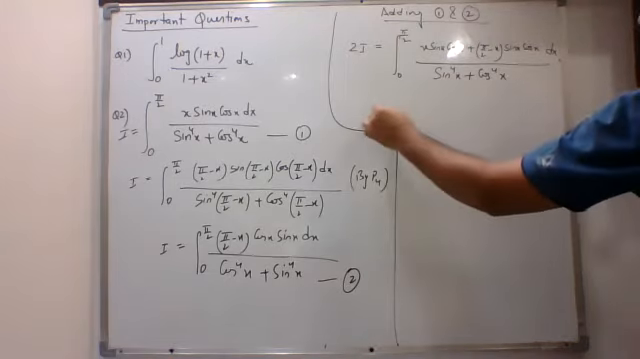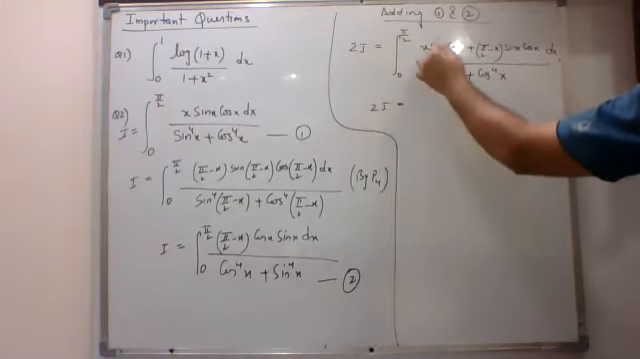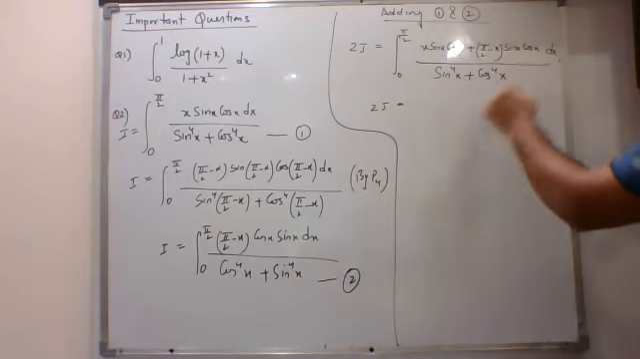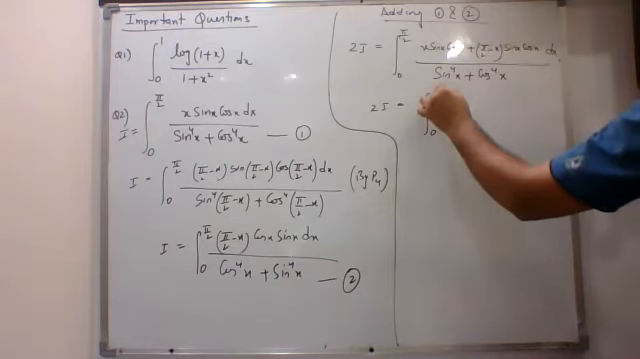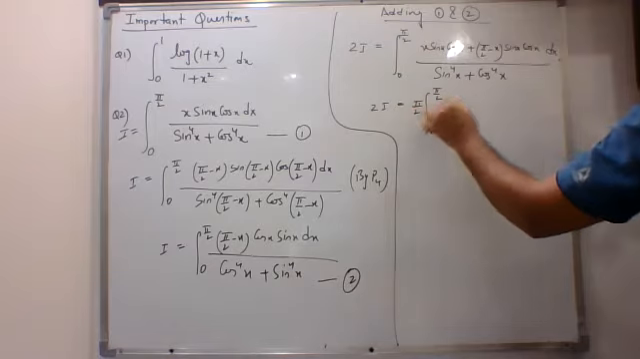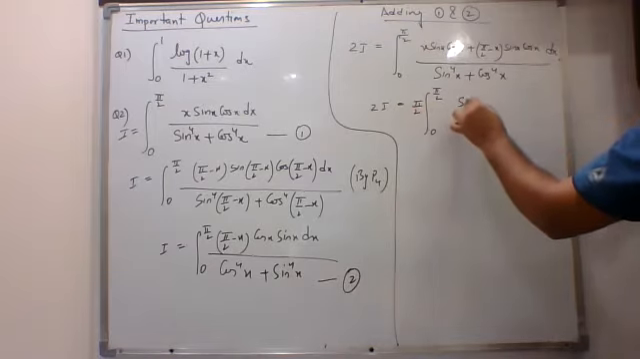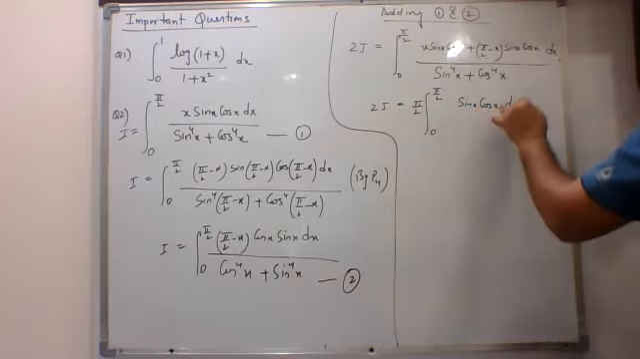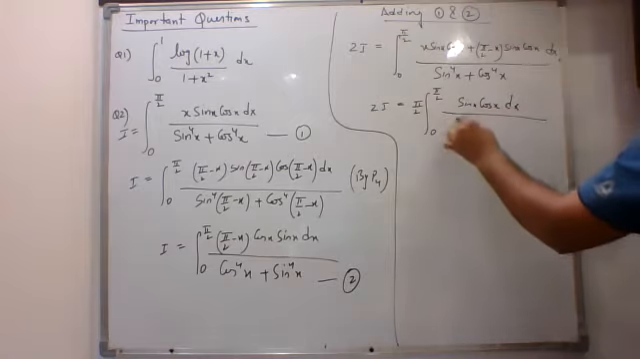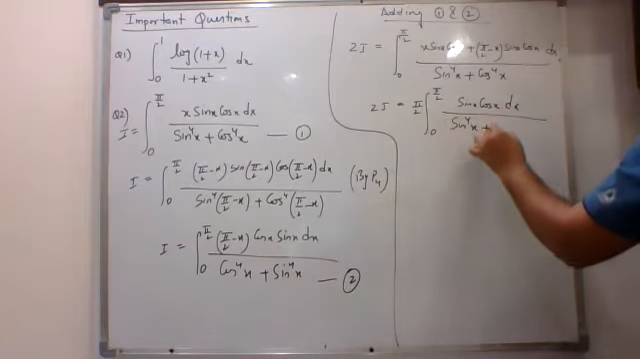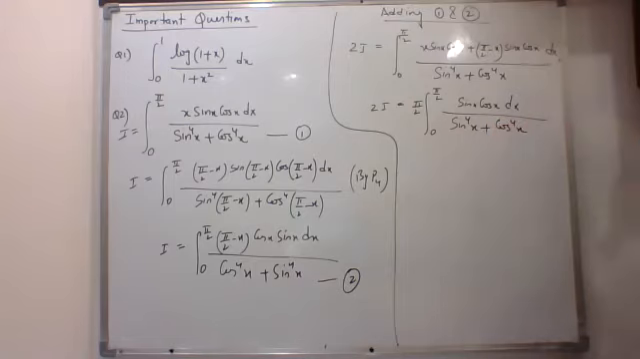Now further calculations we can do. So x sin x cos x and this minus x sin x cos x will cancel out, and you are left with pi by 2 outside. We are left with sin x cos x dx upon sin to the power 4 plus cos to the power 4. This is what you are left with. 0 to 90, sin x cos x dx upon sin to the power 4 plus cos to the power 4.